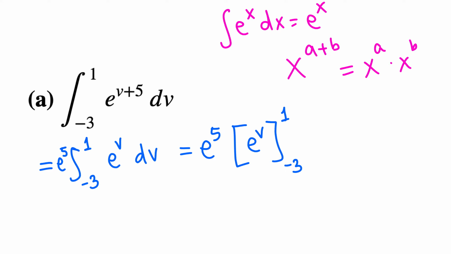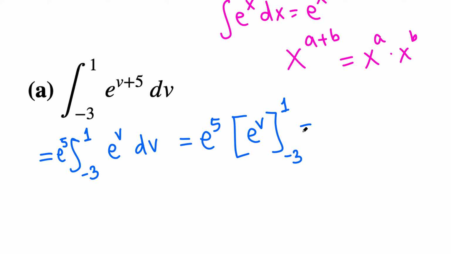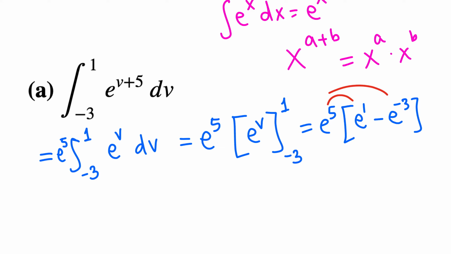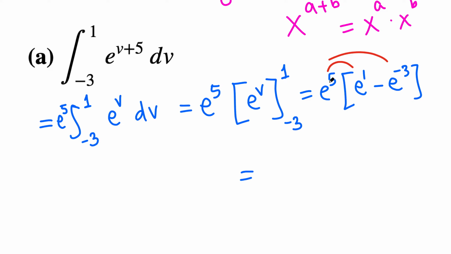Okay. e to the 5 is outside. Now the variable is v in this case. e raised to 1, the upper limit, minus the lower limit, e raised to negative 3. Okay, now we can simplify. In fact, we can distribute because we have all e, the same base: e to the 5, e to the 1.